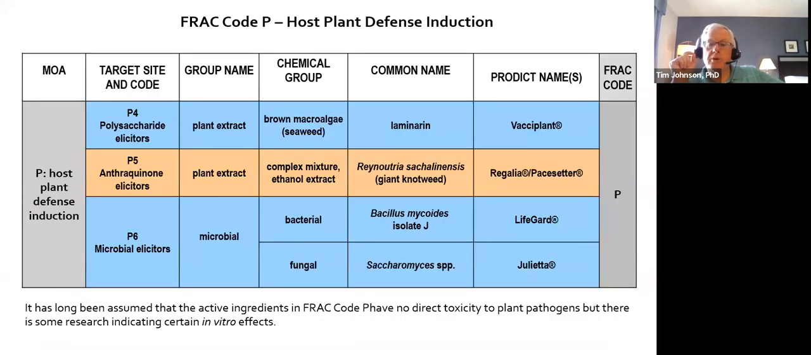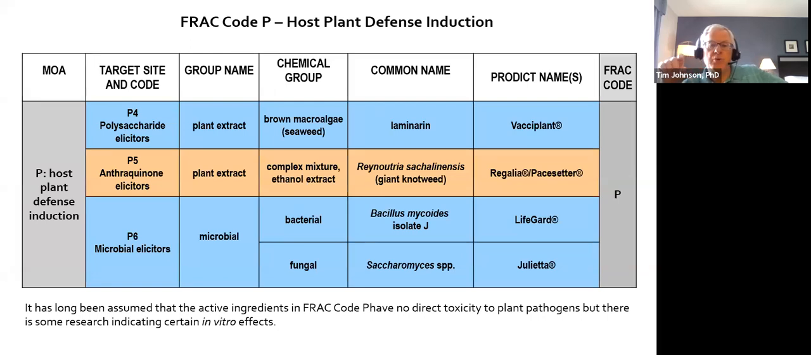The second table are biologically derived active ingredients that fall within this group. We have 2 plant extracts. One's a polysaccharide elicitor that is derived from brown microalgae, which we would commonly call seaweed. This is the active ingredient in Vaxiplant. The common name is laminarin. We have an anthraquinone elicitor plant extract that comes from a plant called Reynoutria sachalinensis. This is the active ingredient in Regalia and Pacesetter that I'll be talking quite a bit about.